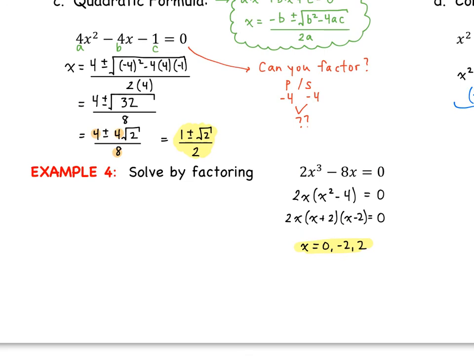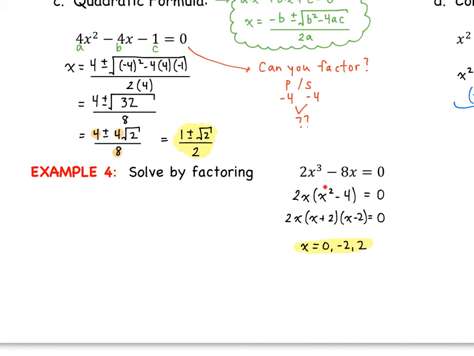In this next example, we should notice that it's not a quadratic, right? It is a cubic function, a degree 3, but we can still solve this by factoring, okay? After it's set equal to 0, we look to see what factor we can take out. We should notice that we can pull a 2x out of both of those terms, and we're left with an x squared minus 4.